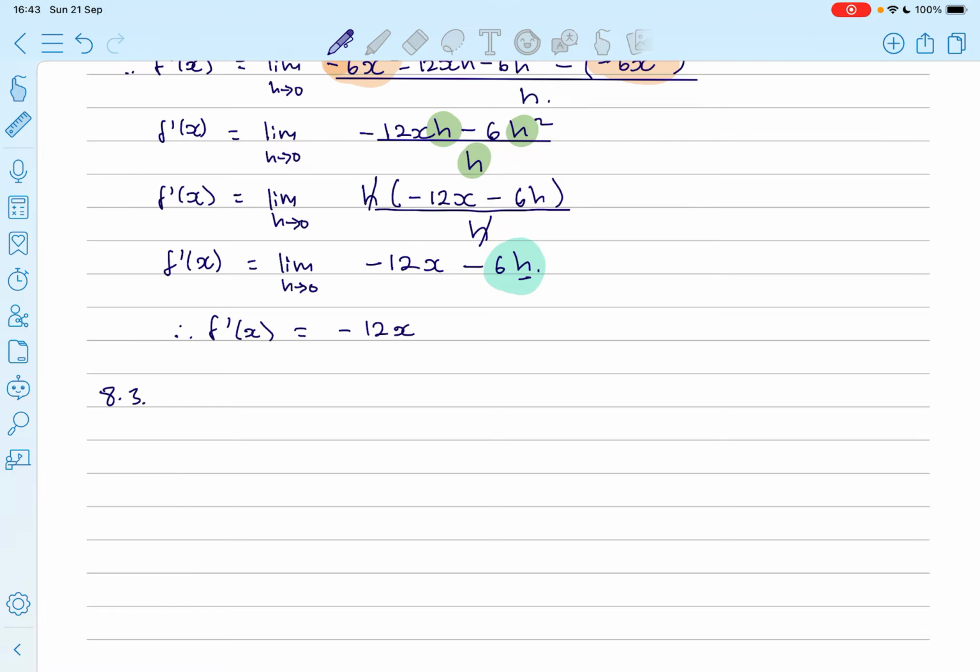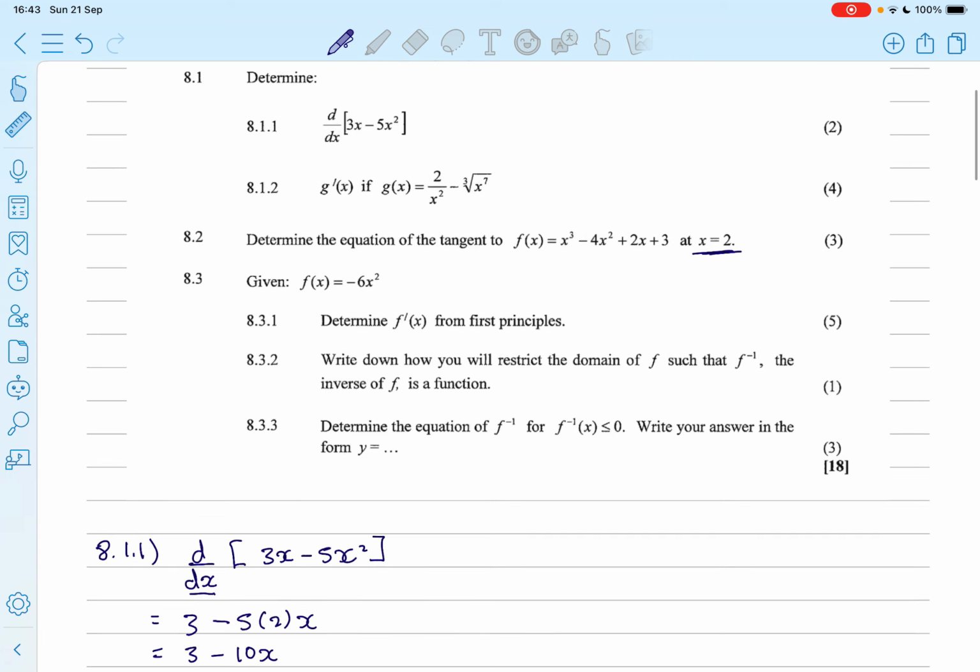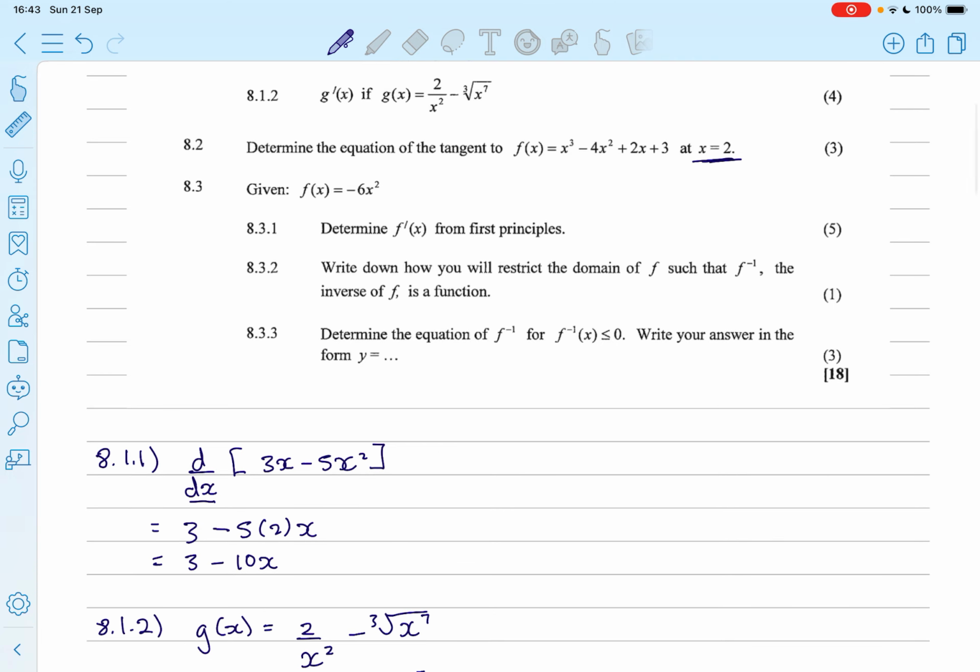Nice. Let's move on to 8.3.2. Write down how you will restrict the domain of f such that the inverse of f is a function. Okay, so our original function is negative 6x squared, which is a parabola.